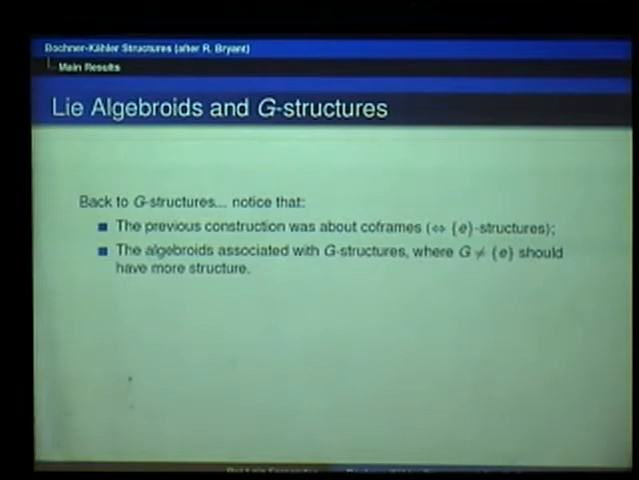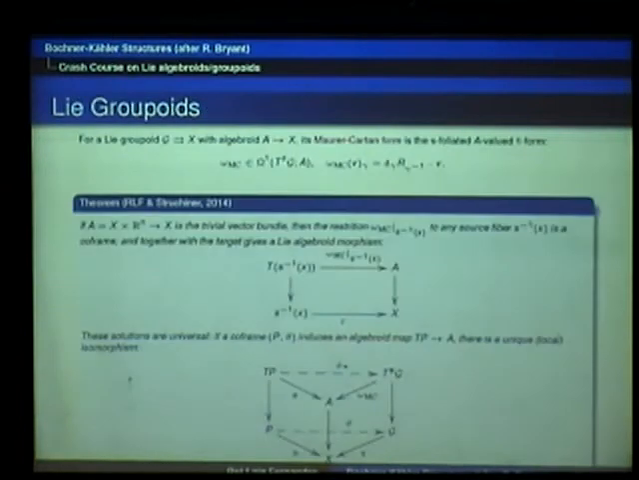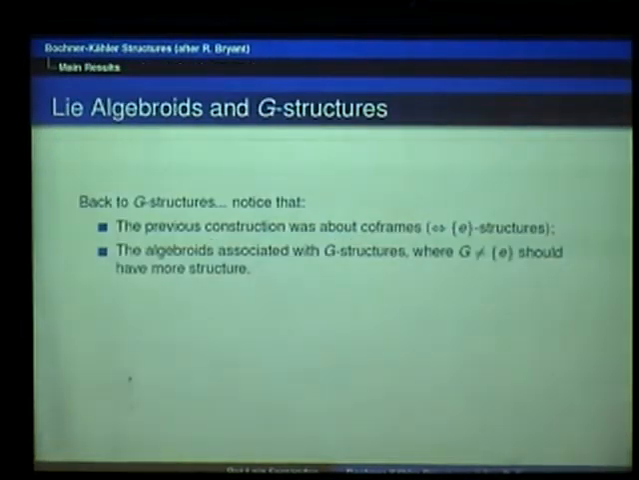All right, but now let's go back to G structures. So this thing that I just told you was about coframes. And when we have G structures, our coframes are a bit special because they were made out of a connection one form and this tautological one form, right? So they're just not arbitrary coframes. So these algebroids associated with G structures have a bit more structure that one has to use.